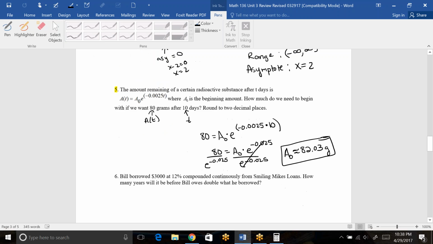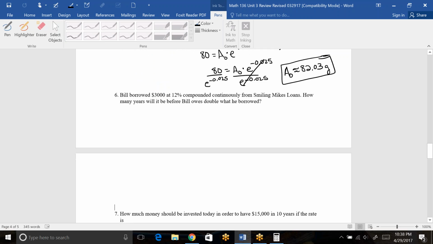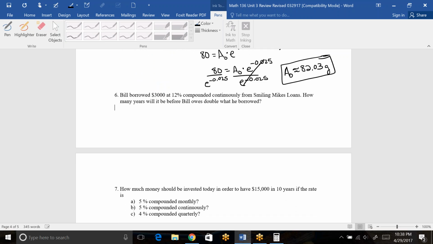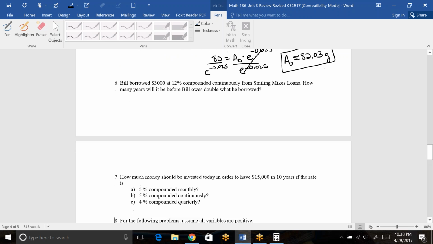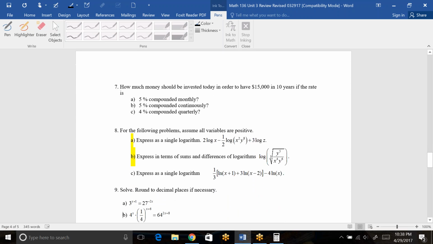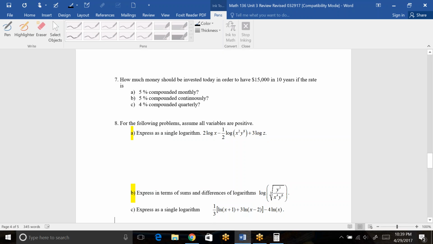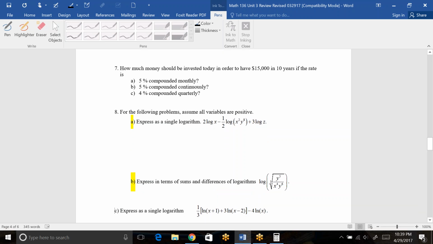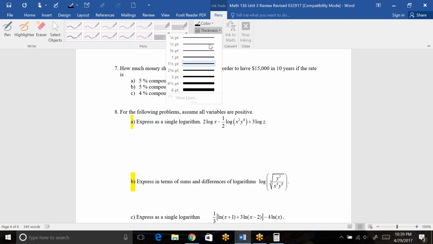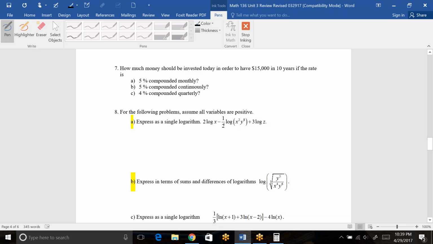Okay, so we're going to just keep moving along. Remember, the formulas for the money will be provided on the front page of the test. And for number 8, we wanted to look at 2 different questions, A and B. So let's look at those. A is writing it as a single log, so you're trying to put the logs together. Whereas B says break it up into adding and subtracting different logs. So that means we're going to be breaking the logs apart. So this is using our properties both ways.